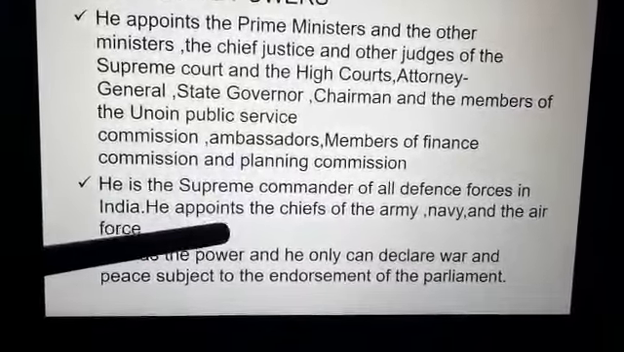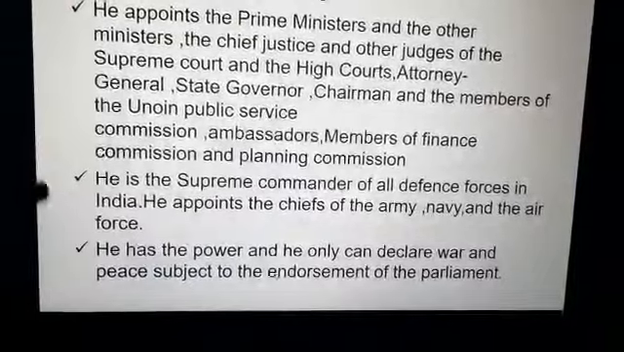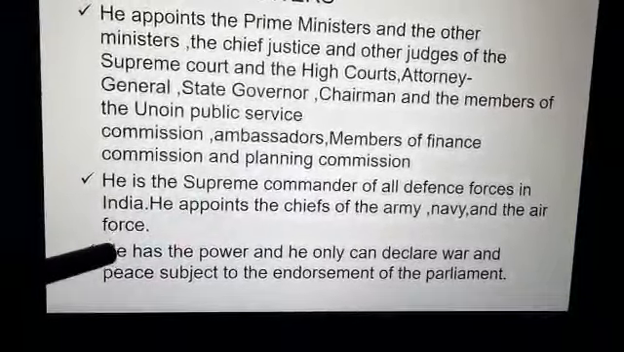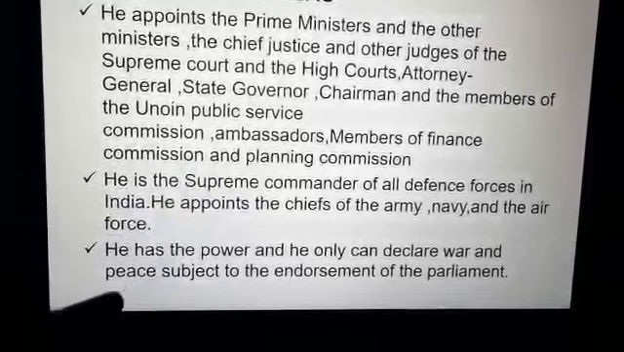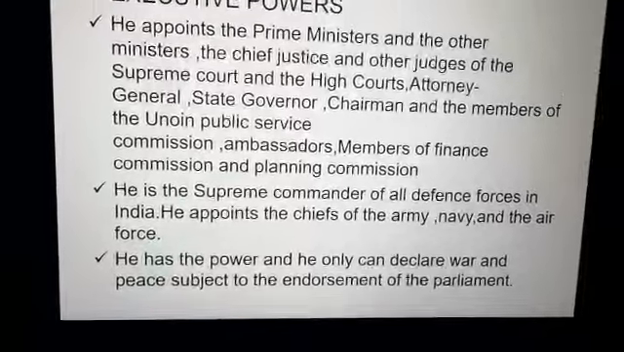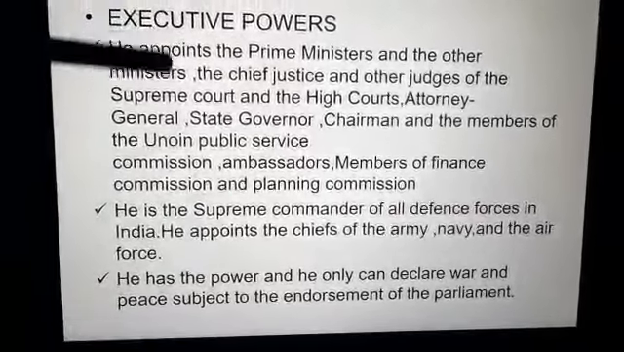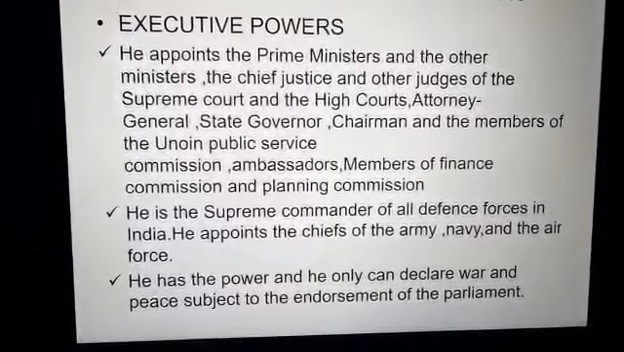Now, he is the supreme commander of all the defense forces in India. He appoints the chiefs of the army, navy as well as the air force. So they all are appointed by the president. He has the power, and he only can declare war and peace, subject to the endorsement of the parliament. So these are the executive powers of the president.